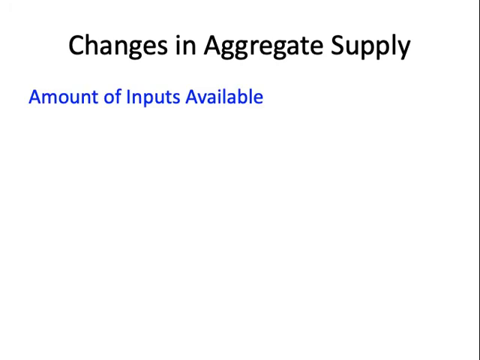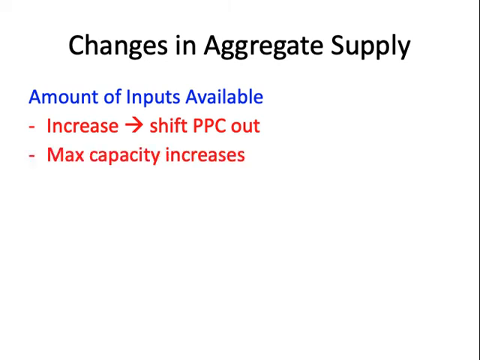The next category is amount of inputs available, right? So if you suddenly find a new reserve of oil, or you have suddenly new access to resources that weren't available before, or if your country has opened doors to immigration, so there are more individual people in our country now, this changes fundamentally the ability for your country to produce, right? So if you do that, aggregate supply should shift out, and the PPC should also shift out. So your maximum capacity should increase.